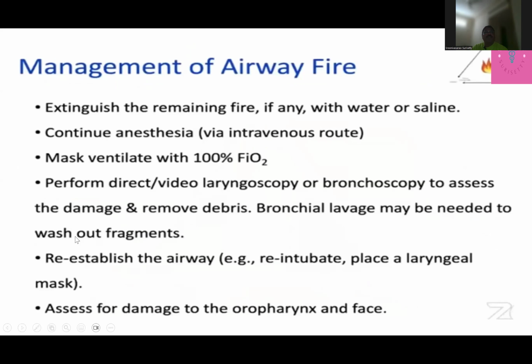Extinguish the remaining fire, if any, with water or saline, and continue anesthesia by the intravenous route. Ventilate with 100% FiO2, and perform direct video laryngoscopy and bronchoscopy to assess the damage and remove the debris. Bronchial lavage may sometimes be needed to wash out the fragments. Then we have to re-establish the airway, by means of re-intubation or placing a laryngeal mask airway, and assess for damage to the oropharynx and face.